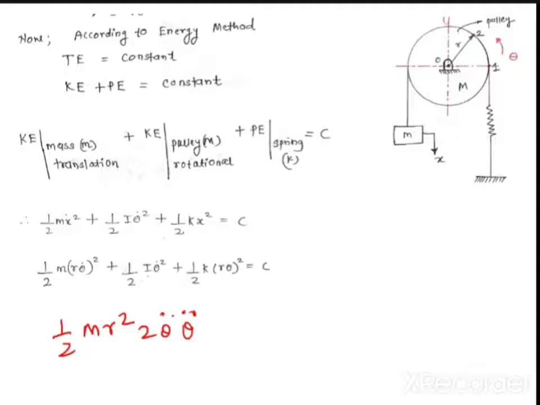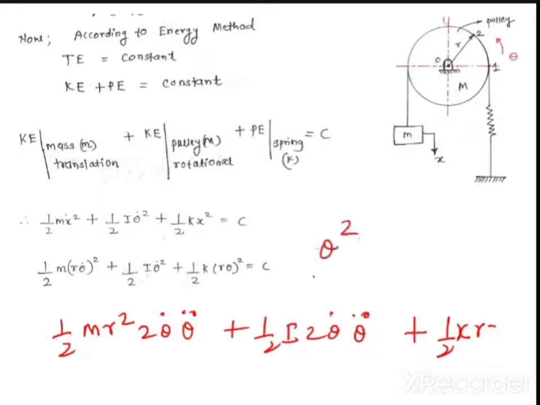Directly write theta double dot, because the derivative of velocity is nothing but acceleration, that is theta double dot. So theta double dot plus 1/2 of I into theta dot square, 2 theta dot into theta double dot, plus 1/2 of k into R square. What is the derivative of theta square? The derivative of theta square is 2 theta into theta dot, and the sum is equal to 0. Okay, guys.